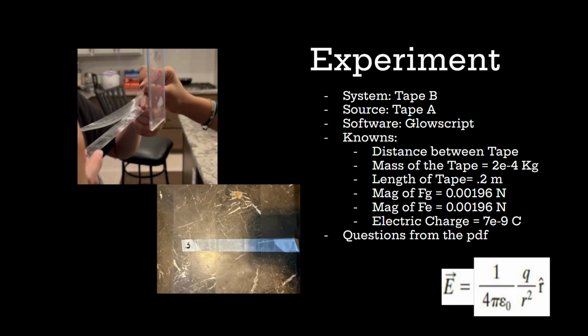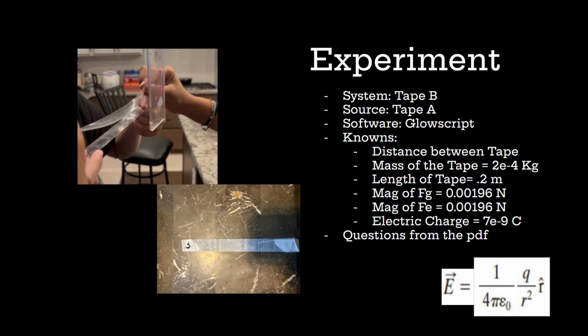As for the experiment, my system was tape B, which you can see as the tape on the top, which, as a side note, I charged and obtained tapes by laying one tape on a counter and then ripping another piece of tape off of it. So tape B is my system on the top, and my source is tape A. The software I used is GlowScript, and my knowns are the distance between the tape.